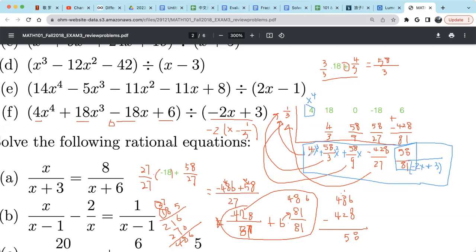which is 4x cubed plus 58 divided by 3 x squared plus 58 divided by 9 of x minus 428 divided by 27. Then we could put a plus here. So leave this negative 2x plus 58 divided by 81 and negative 2x plus 3.